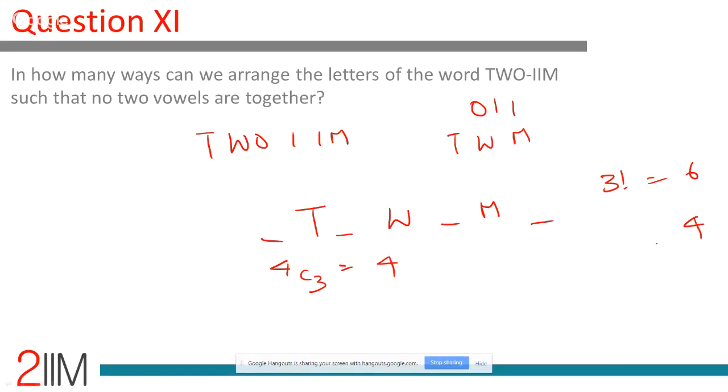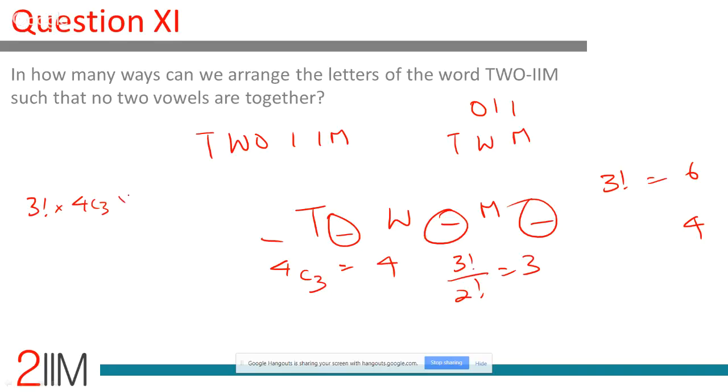Once you've selected the 3 slots, let's say you've selected these 3, we need to put O, I, I in there. That can be done in 3 factorial by 2 factorial or 3 ways. So the total number of outcomes is 3 factorial into 4C3 into 3 factorial by 2 factorial, 6 into 4 into 3, whatever that comes out to, 24 into 3, 72 ways. I've seen a question very similar to this. I've done this twice over because this seems to be a more standardized template these days. So once you figure out the exact mechanism, you can practically just mechanically identify the answer.